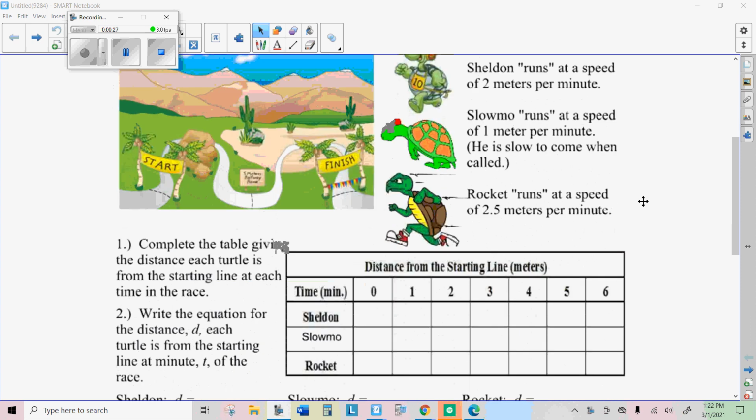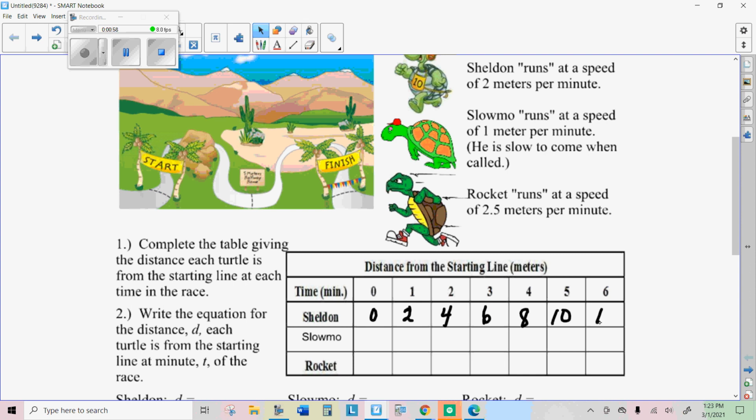All right, so Sheldon runs at a speed of 2 meters per minute. So what we're going to do is they're all starting from the starting line. So at 0 time they have traveled 0. I'll do Sheldon here. And number 1 represents a minute, and since Sheldon runs 2 meters every minute, we're going to keep adding 2 for every minute.